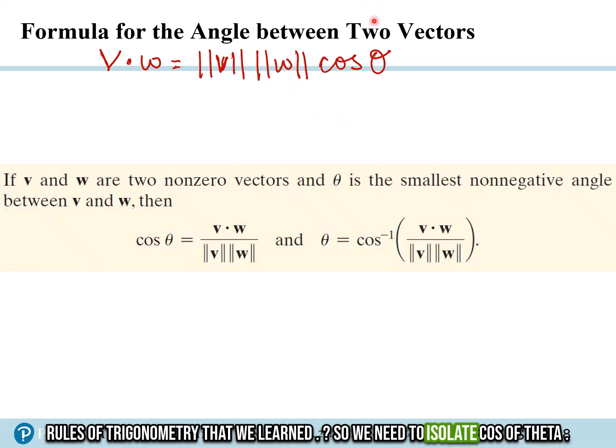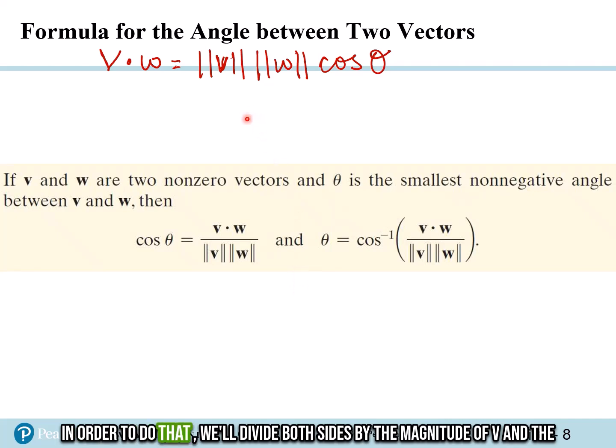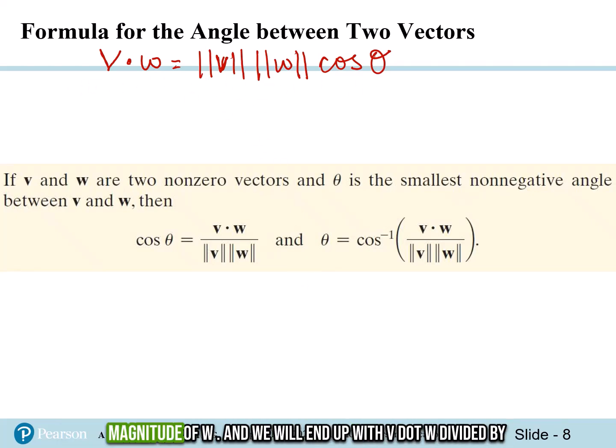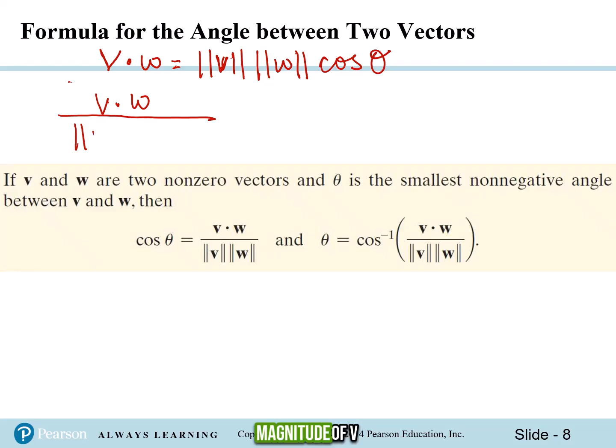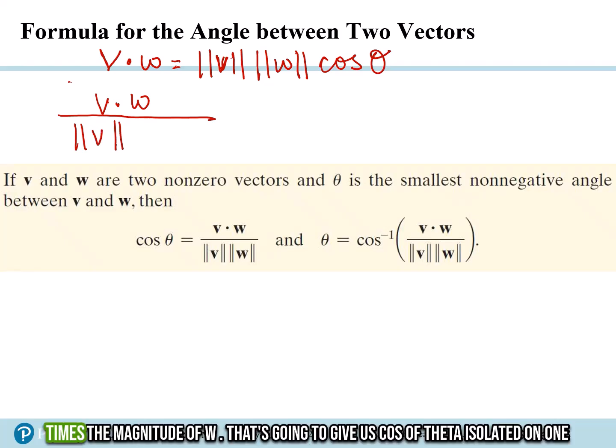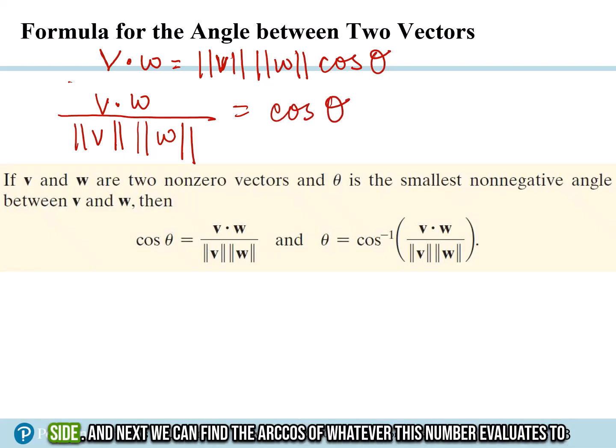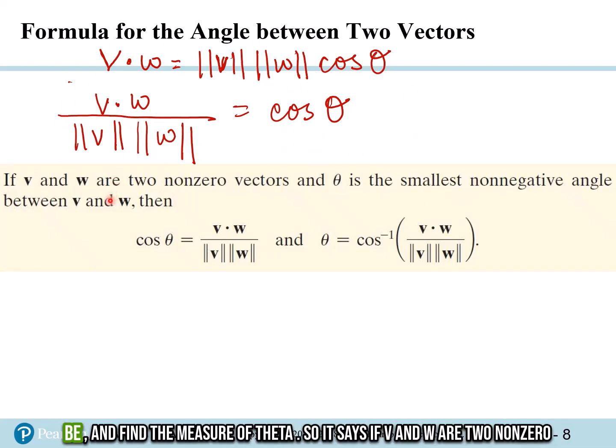So we need to isolate cos of theta. In order to do that, we'll divide both sides by the magnitude of v and the magnitude of w, and we will end up with v dot w divided by the magnitude of v times the magnitude of w. That's going to give us cos of theta isolated on one side, and next we can find the arc cos of whatever this number evaluates to be and find the measure of theta.